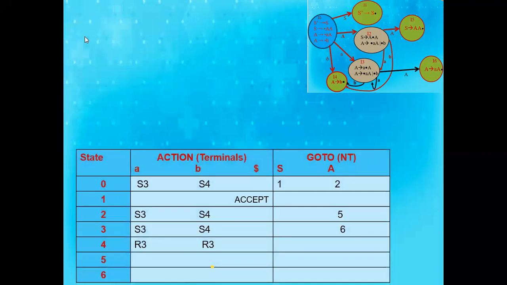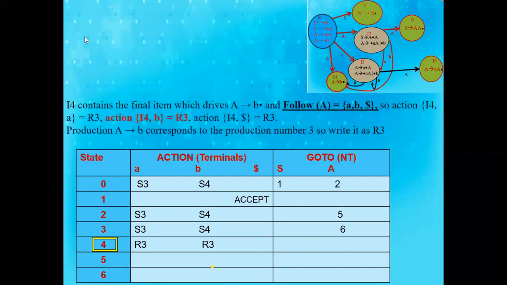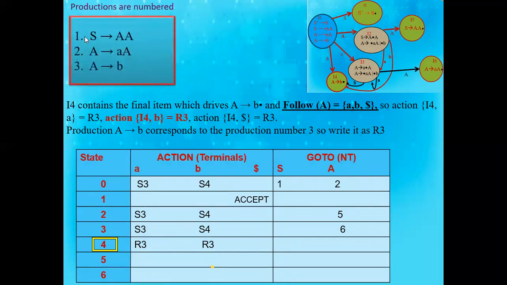Similarly, the same condition, I have my next terminal symbol, that is b. So here in the state 4 the terminal symbol is b. So again action for I4 and b, the value will be R3, that is reduce 3. How this 3? That is the number from the productions. Here the productions are numbered, and this is the third production. I4 is containing the third production, that is why R3. So it corresponds to production number 3, and we can write it as R3.